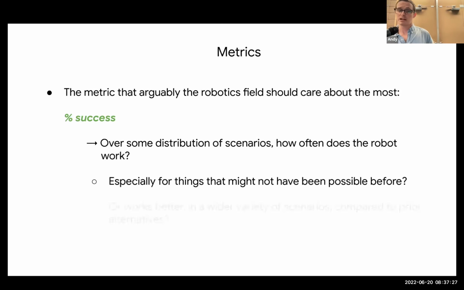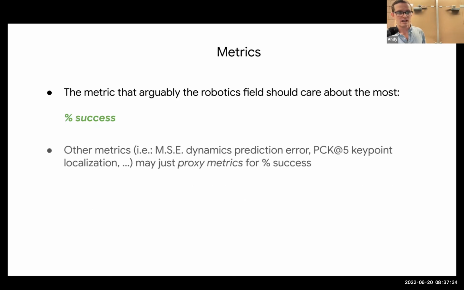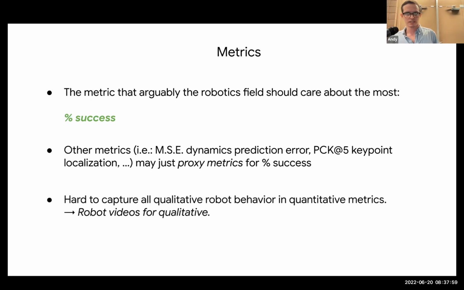Especially for things that might not have been possible before, or does it work better in a wider variety of scenarios, some wider distribution compared to prior alternatives. There's arguably a whole bunch of other metrics that you might care about, that we measure and put in research papers, and track for projects that we're developing. I think they can all be very useful. Ultimately, it's useful to consider them all as proxy metrics for % success of real robots. I think % success can be phrased to fit whatever problem you care about.